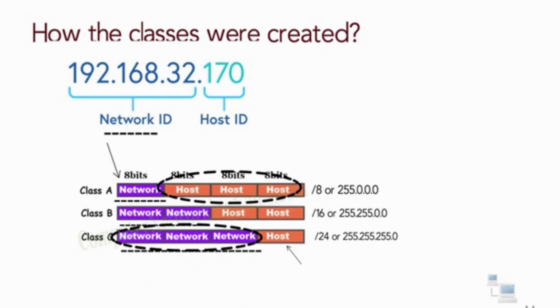255.0.0.0. In Class B, the first 16 bits are reserved for the network address, which gives you the subnet mask of /16 or 255.255.0.0. In Class C, the first 24 bits are reserved for the network address, which gives you the subnet mask of /24 or 255.255.255.0. For example, for a small number of networks with a large number of hosts, Class A was created. Class C was created for numerous networks with a small number of hosts.